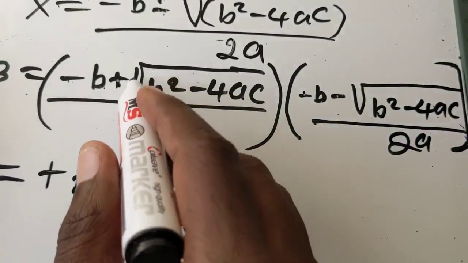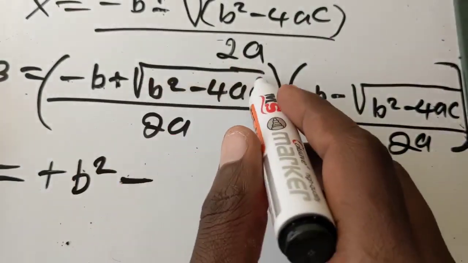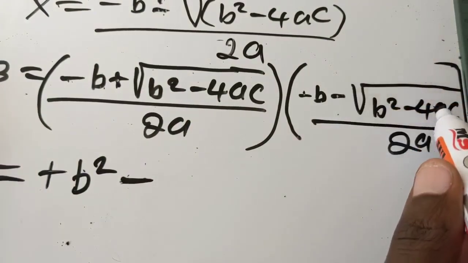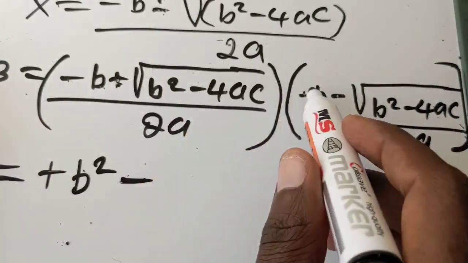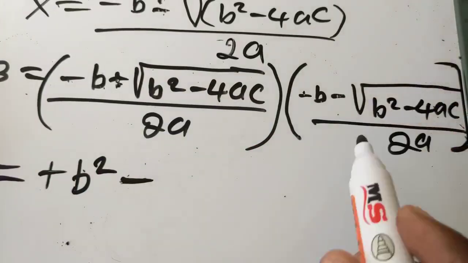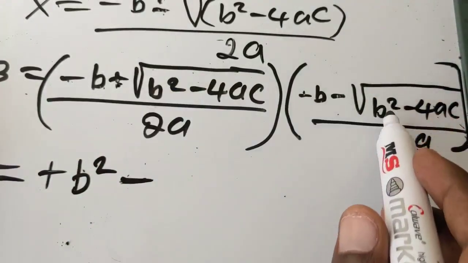So this square root, the square root of this thing, is multiplied by this square root. We have already multiplied the signs. Now we are multiplying this square root by that square root. What is the answer?